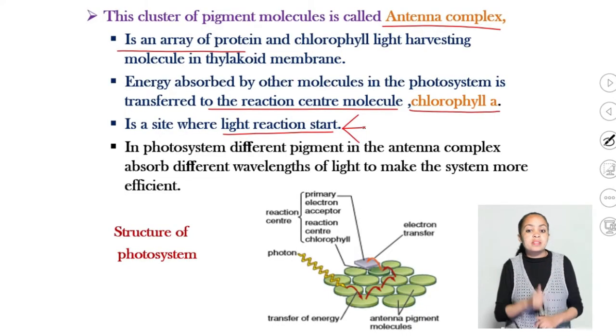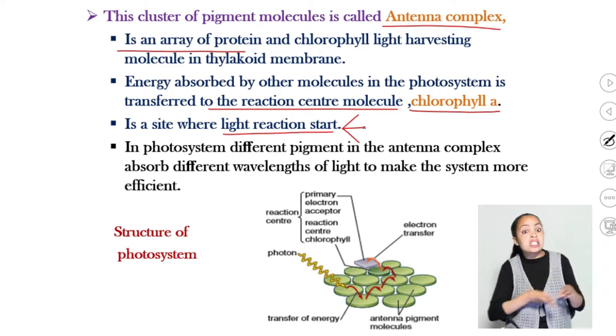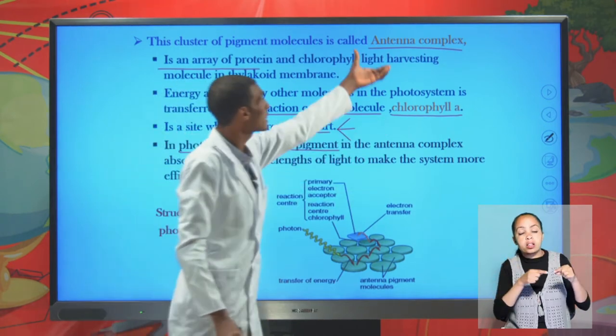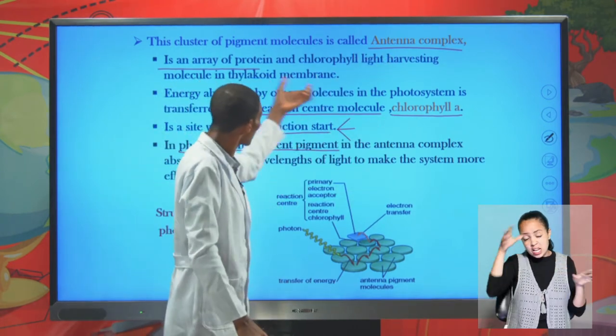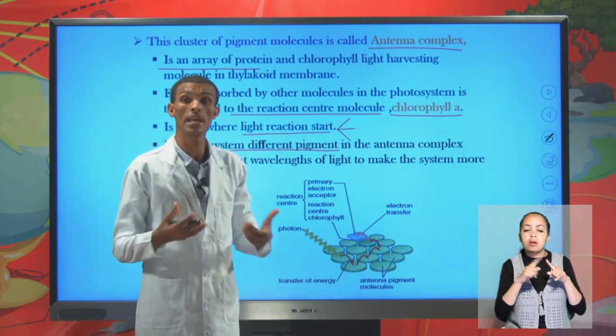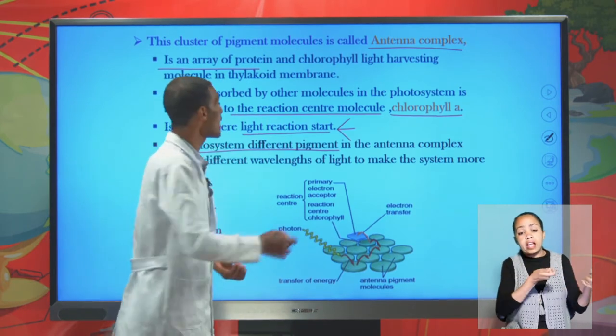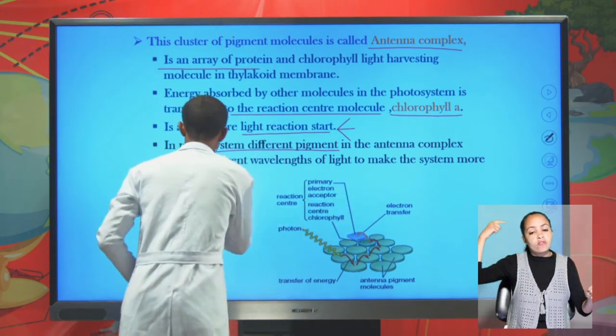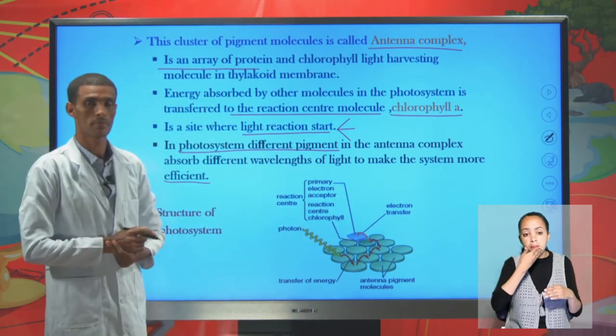In the action of photosystem, it captures different wavelengths of light. Different antenna complexes, or arrays of chlorophyll and pigment molecules, harvest different wavelengths of light, which makes the system of photosynthesis more efficient and effective.